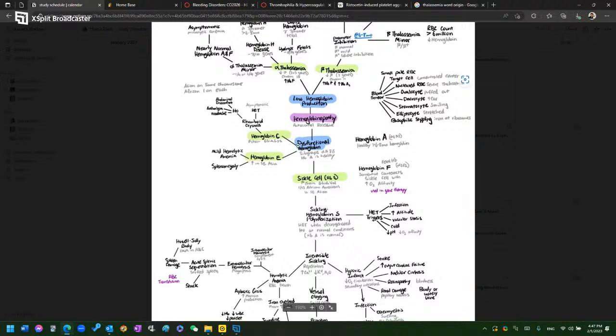I guess I'll just go into hemoglobinopathies first after all. So there's a few different kinds of dysfunctional hemoglobin that can happen, right? One is you have a mutation in the beta chain.